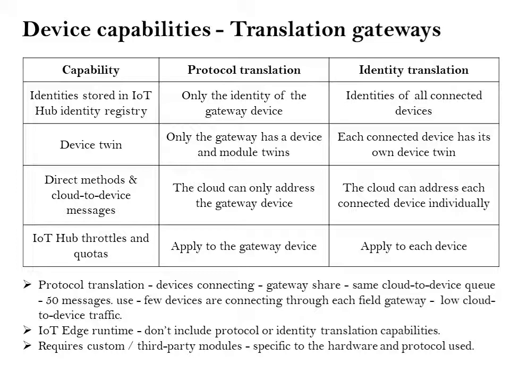While using the protocol translation pattern, all devices connecting through that gateway share the same cloud-to-device queue, which can contain at most 50 messages. You can use this pattern only when few devices are connecting through each field gateway and their cloud-to-device traffic is low. Further, IoT Edge runtime does not include protocol or identity translation capabilities. These patterns require custom or third-party modules that are often specific to the hardware and the protocol used.